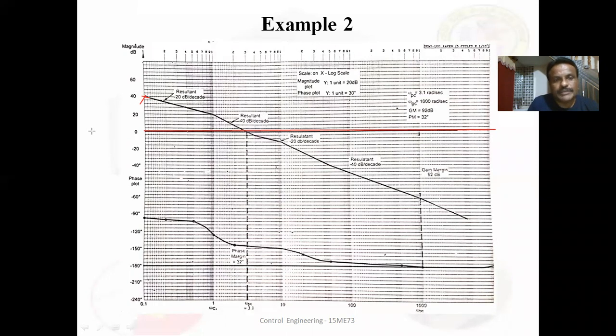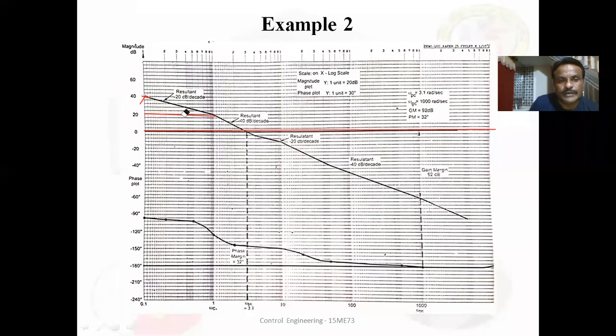Then you consider the 1 by S, or one pole at origin. So what is the resultant slope? That is minus 20 dB per decade. From this point you count downwards. So this is 20 dB per decade, from one to ten. So that is a decade.